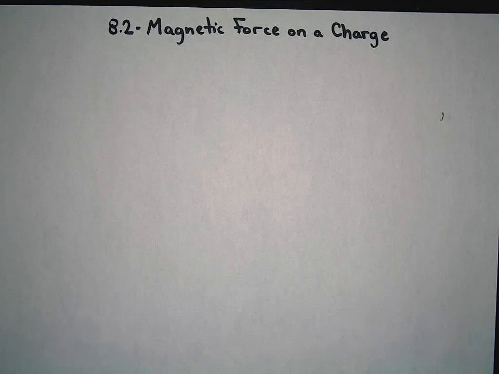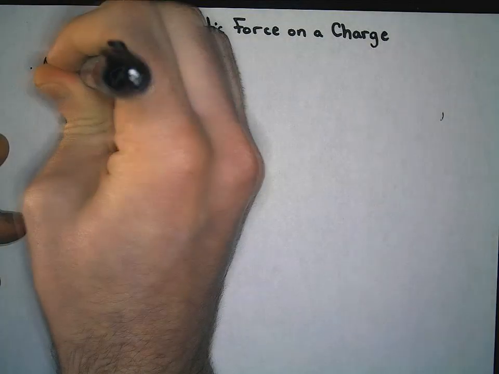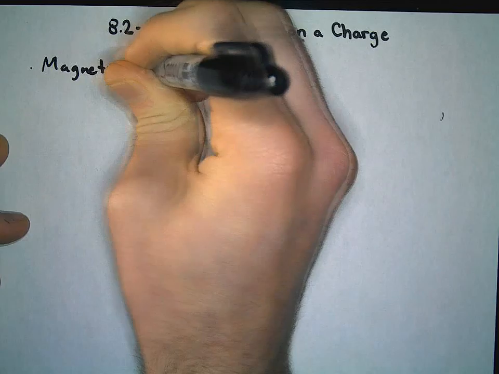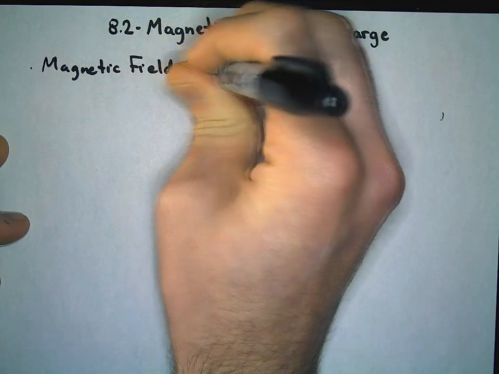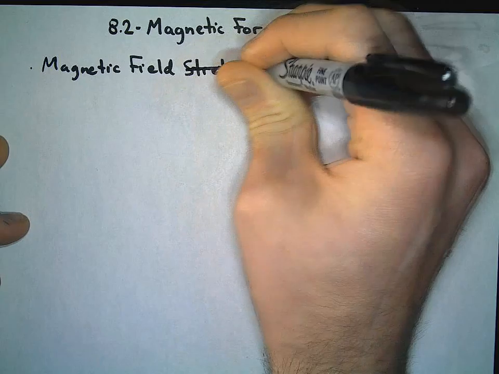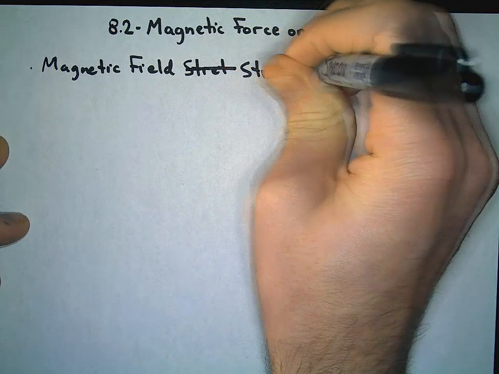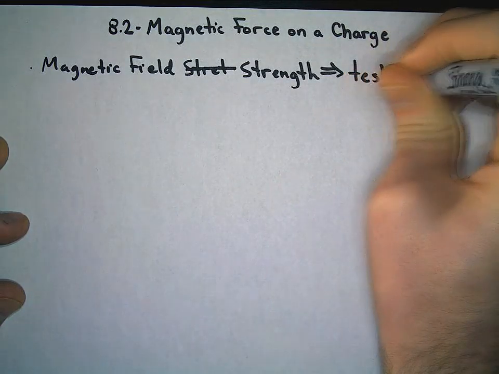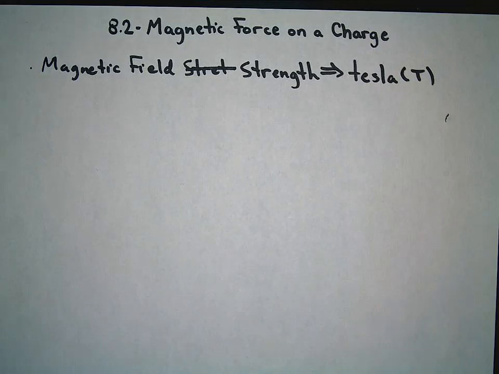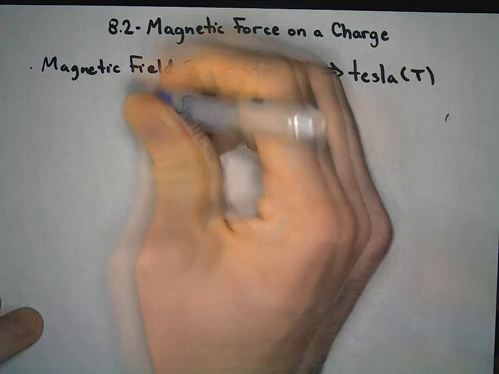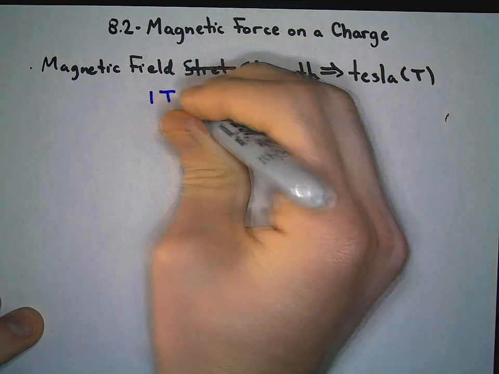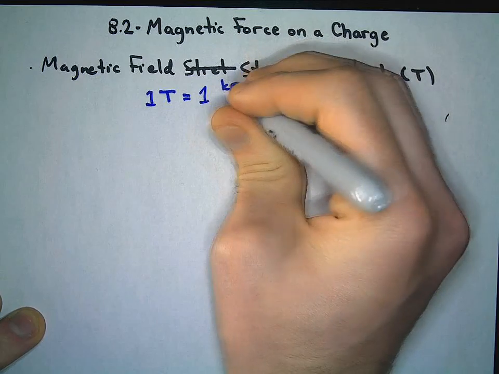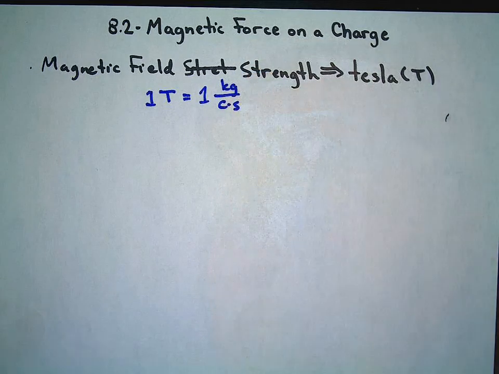Welcome to section 8.2. We're talking about the magnetic force on a charge. You need to know that the magnetic field strength is measured in the Tesla, which we short form with the capital letter T. And note that 1 Tesla is equal to 1 kilogram per coulomb second.